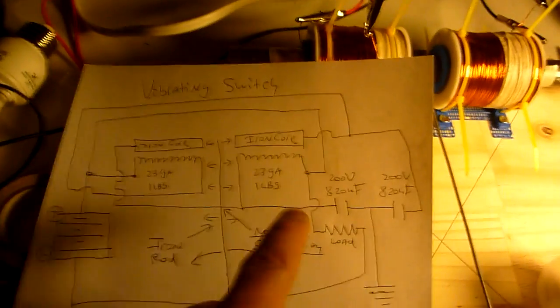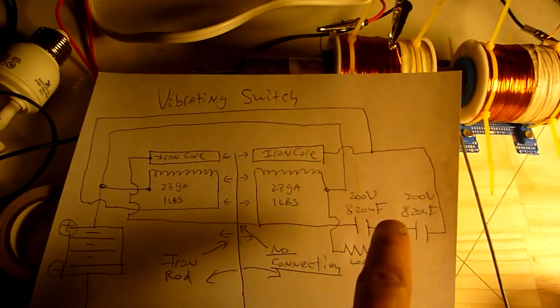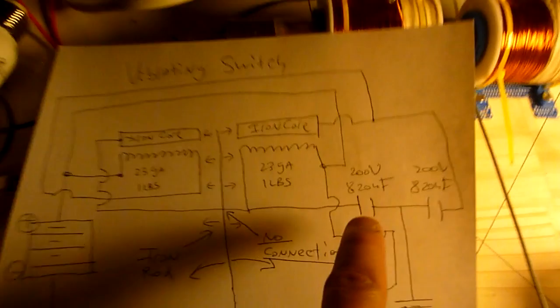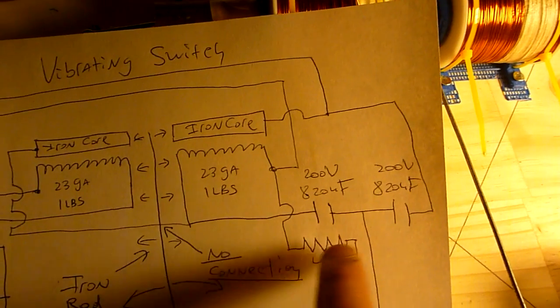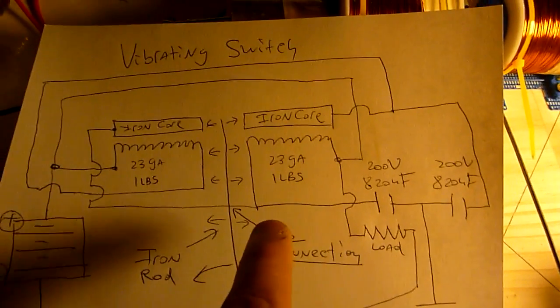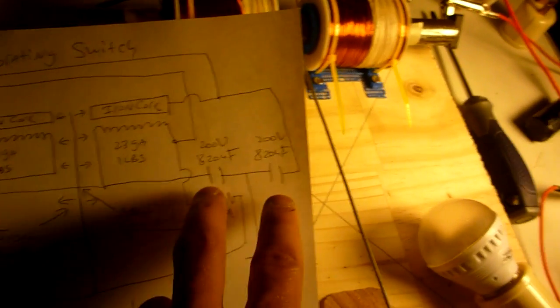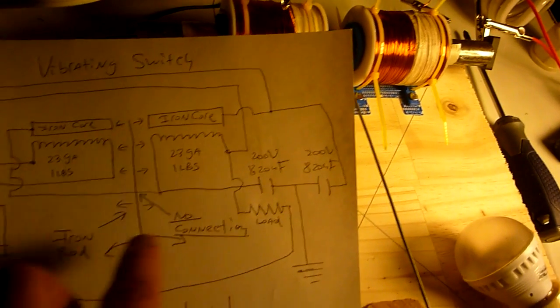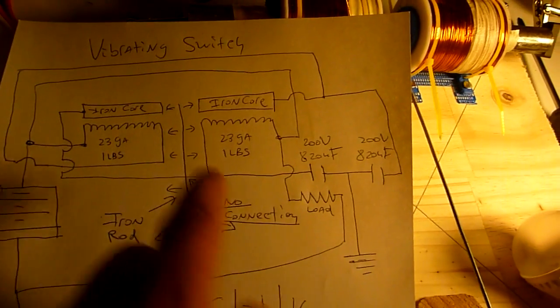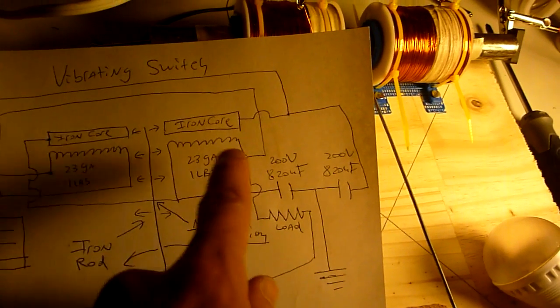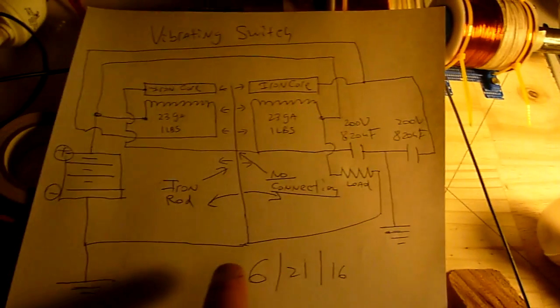What I ended up doing is putting two capacitors right there. They're 200 volt, 820 microfarads, and they're right here. Without these capacitors there, for some reason the circuit doesn't want to work properly. The load is connected to one of the coils, and the other side of it is connected to ground.